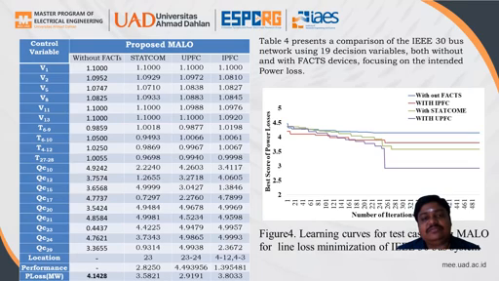Active power loss minimization table. This table represents the power loss minimization without FACTS devices and with FACTS devices. Without FACTS devices, the power loss for the IEEE 30 bus system is 4.1428 megawatts. When the STATCOM is connected at bus 23, the power loss is minimized to 3.5821 megawatts.